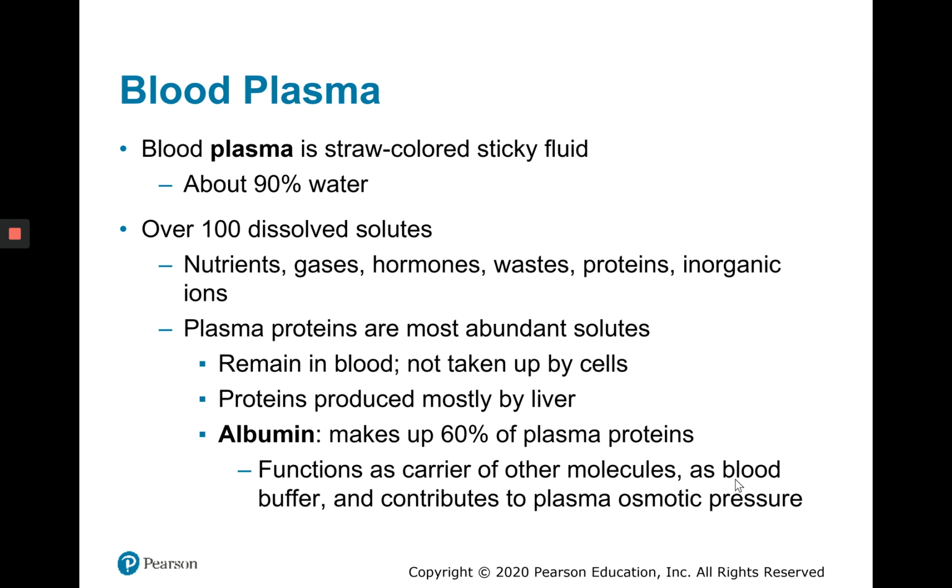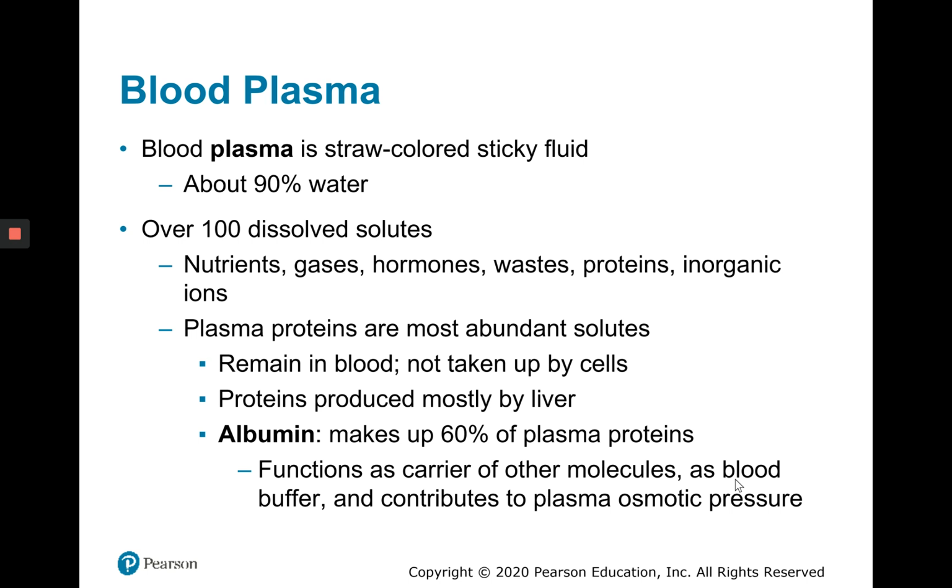So now that we've characterized the general functions of blood, what it's made up of, that it's a typical connective tissue, but something atypical about it, and that is that it's a fluid, let's now look at the components in more detail. So first and foremost, blood plasma. Blood plasma is a straw-colored, sticky fluid.